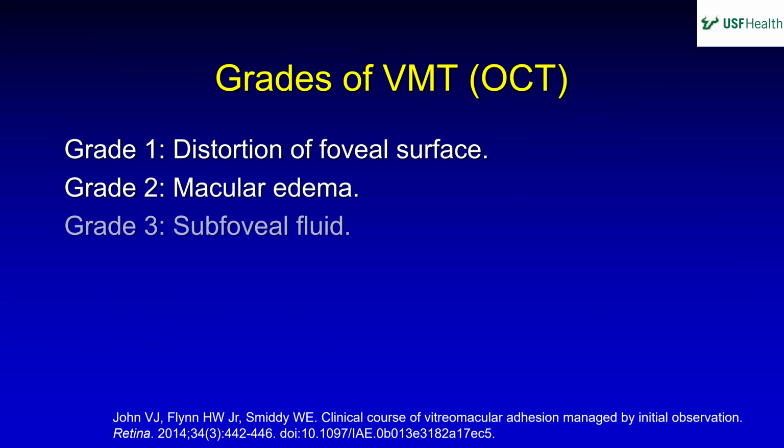Okay, grade 1, distortion of the foveal surface; grade 2, macular edema; grade 3, subfoveal fluid. So it's sort of like macular pucker, and the other thing is there's stages of macular pucker and stages of PVD, and there's grades of vitreomacular traction. So someday, hopefully, this will all standardize a little bit better.